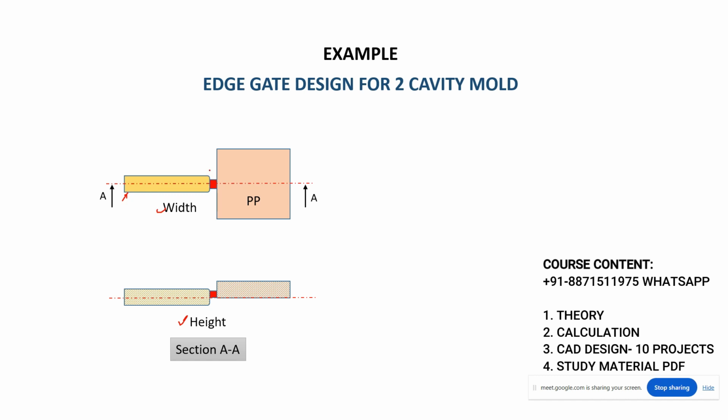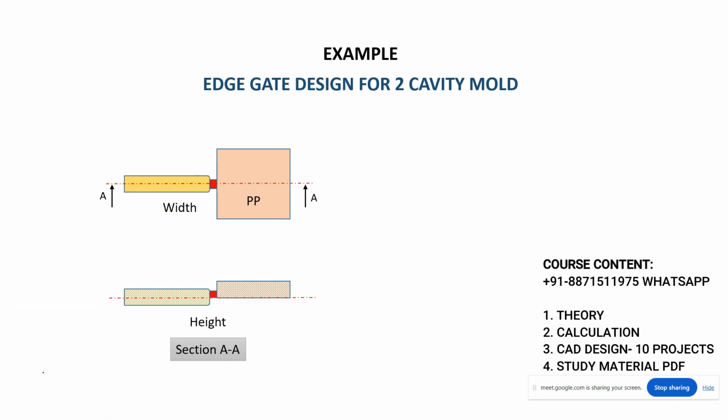And where is the length? From this point to this point, this is the length. How much can I take for the edge gate length? 1 to 1.2. 1.25 I can take, right?